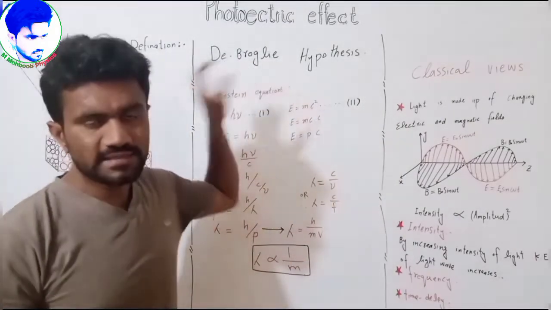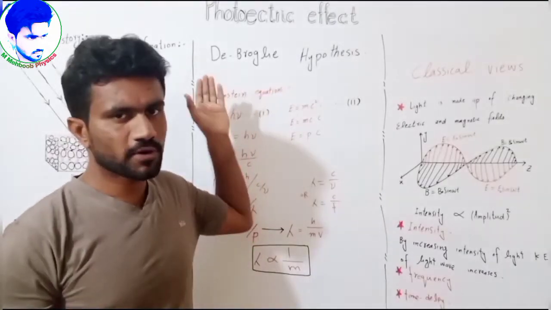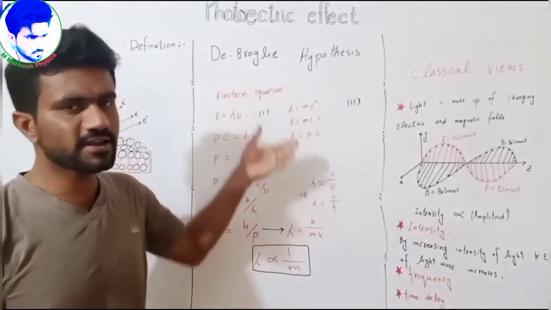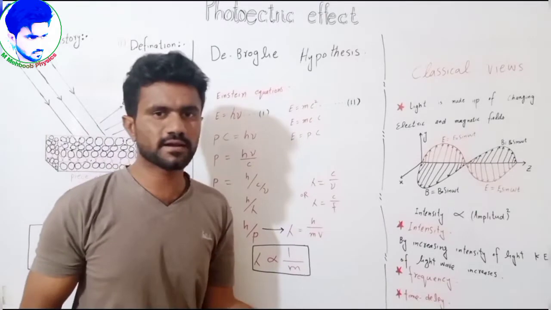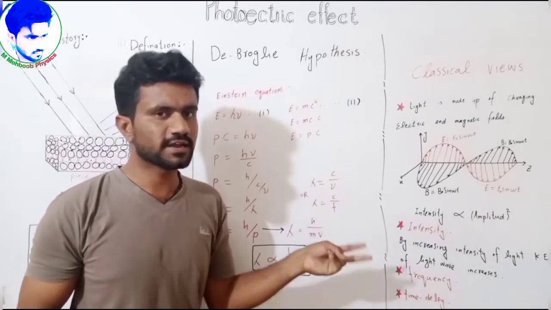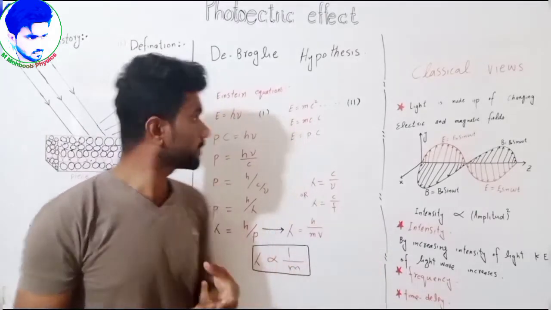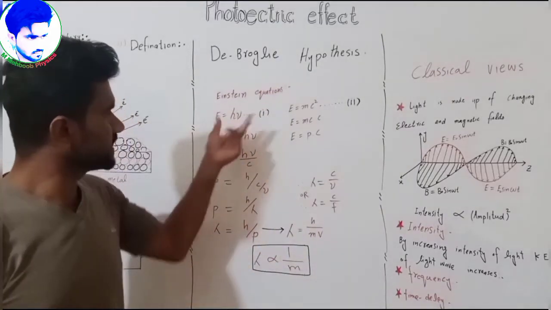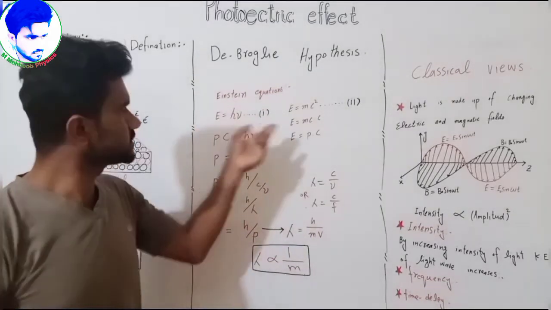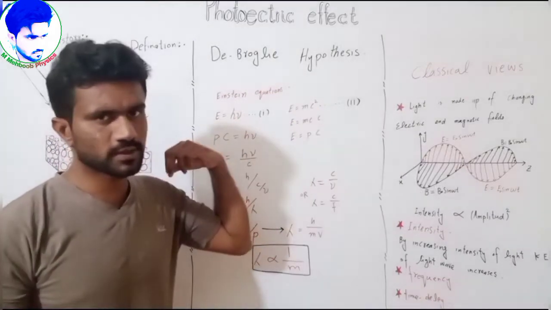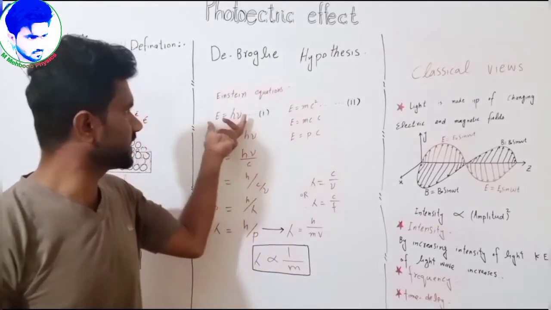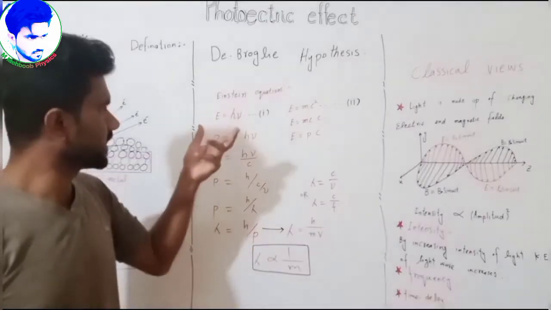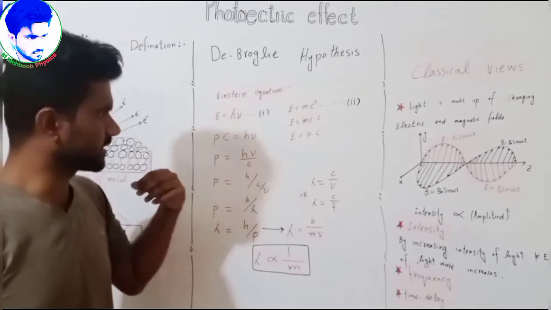And not only light, the de Broglie hypothesis says that every object, every matter has the dual nature. It has the wave nature as well as the particle nature. The Einstein equations, we know that E is equal to h nu and E is equal to mc square, the mass energy equivalence equation, and that equation was given by explaining the phenomenon of the photoelectric effect.